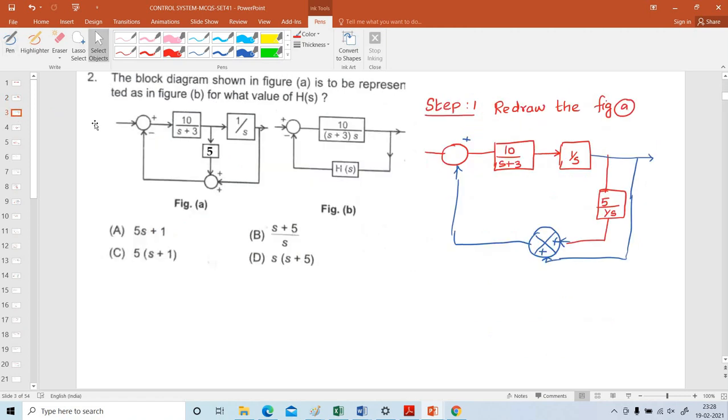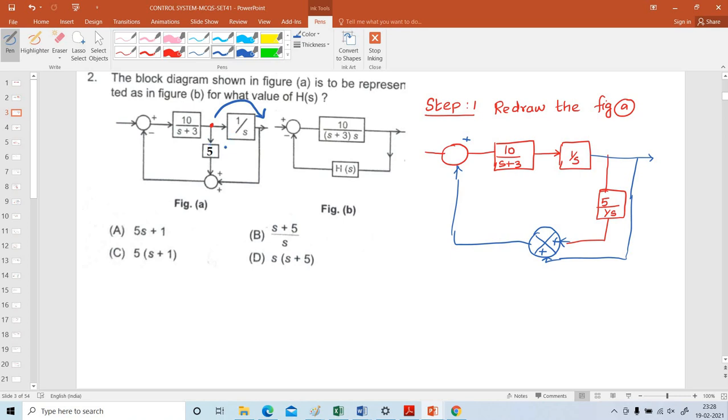Next I am going to explain problem 2. The block diagram shown in figure is to be represented as in figure B. For what value of H of s? Here in this block diagram, there are 3 blocks: 10 by s plus 3, 1 by s and 5. Here this is the takeoff point. Here you have to multiply both, that will provide the answer 10 divided by s into s plus 3. I am going to move the takeoff point from this to this place.